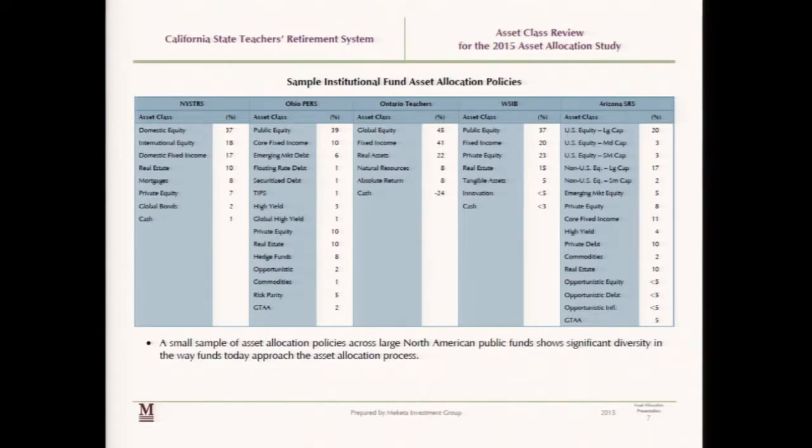What I want to highlight as well is that perhaps in our industry the most significant change we've seen over the last decade is the increased diversity in the way that funds approach asset allocation. I think if you were to look at a similar slide 10 or 15 years ago, there'd be much more uniformity across asset allocation in plans. And so we'll know in 20 years which one's right, but as we see today, we don't.